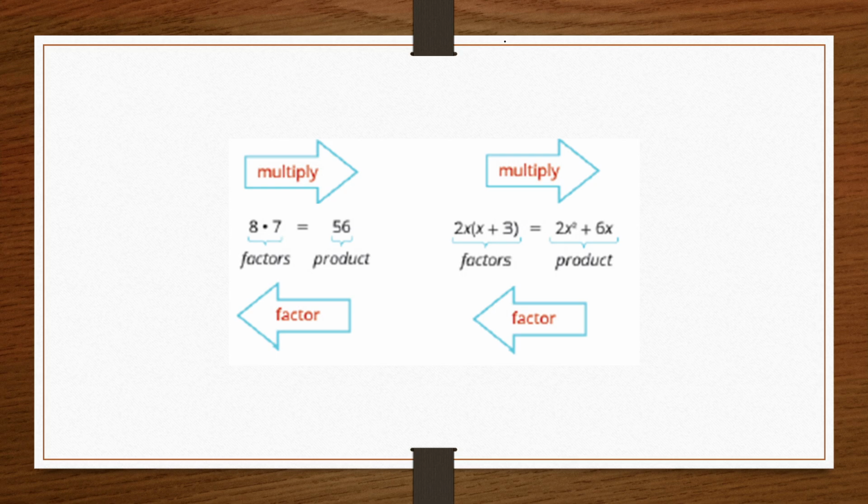In the same way, we can think about the analogy for polynomial expressions. So on the right here, I have something like 2x times the binomial x plus 3. These are the factors of some larger expression. When I multiply them together using either the distributive property or some sort of FOIL method, you'll get this product, a larger polynomial, in this case 2x squared plus 6x.